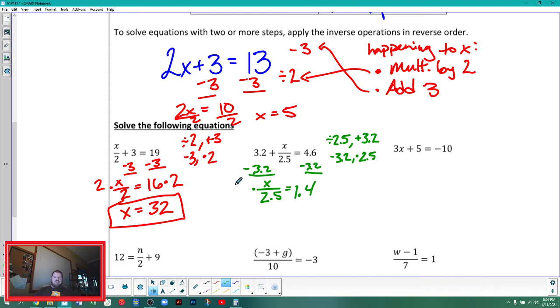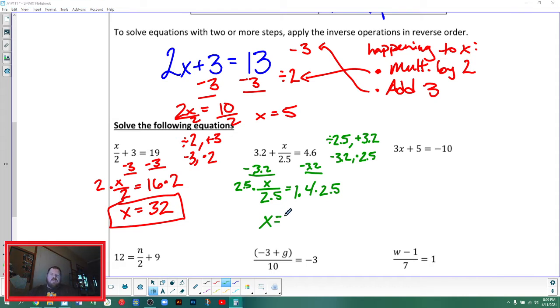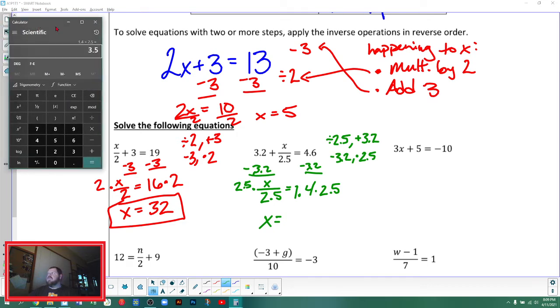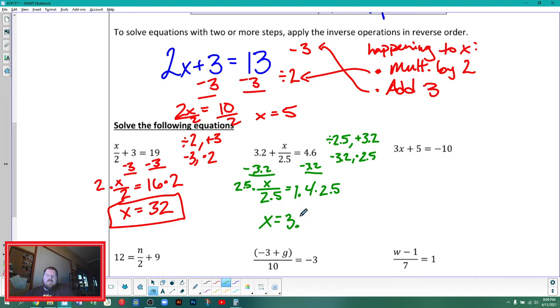And now I want to do what I said I would do, and that's multiply by 2.5. I'll probably grab a calculator for that one. So we get x is equal to 1.4 times 2.5. Sorry that you can't see that. I'll bring that over for now. And we get 3.5 for x. And there we go.